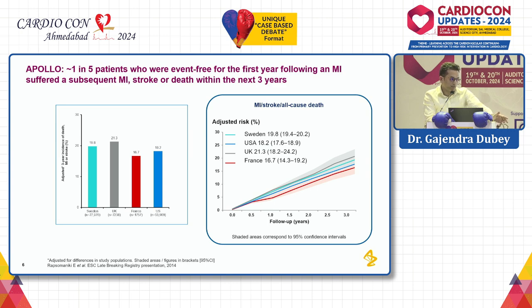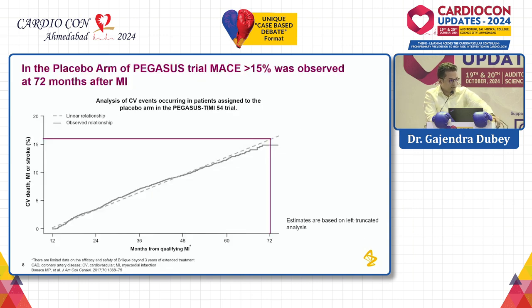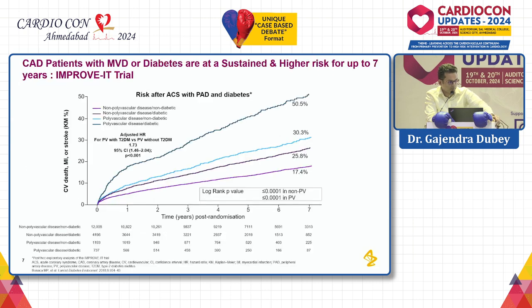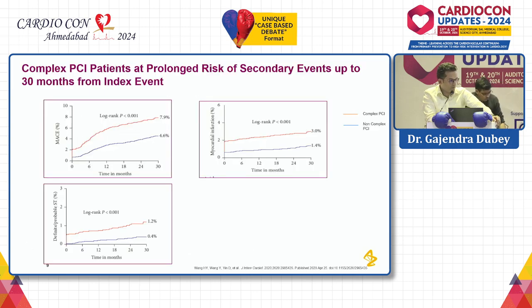Similarly, there was the APOLLO study, which studied post-MI patients in multiple countries, and they found that for the next 3 years the risk was close to 20%, that is recurrent MI, stroke or all-cause mortality. Similarly, in the placebo arm of PEGASUS also the MACE rate was around 15%, that amounts to around 5% per year after MI. The IMPROVE-IT trial also showed that polyvascular disease patients with diabetes are at very high risk of recurrent events, with event rates reaching up to 50% at 7 years of follow-up.